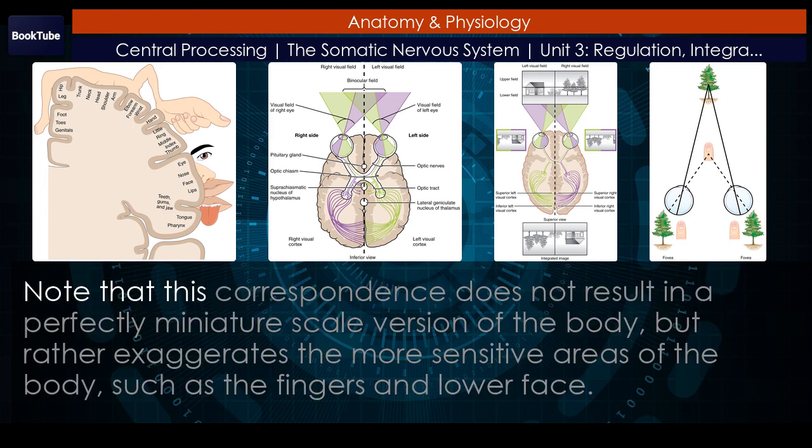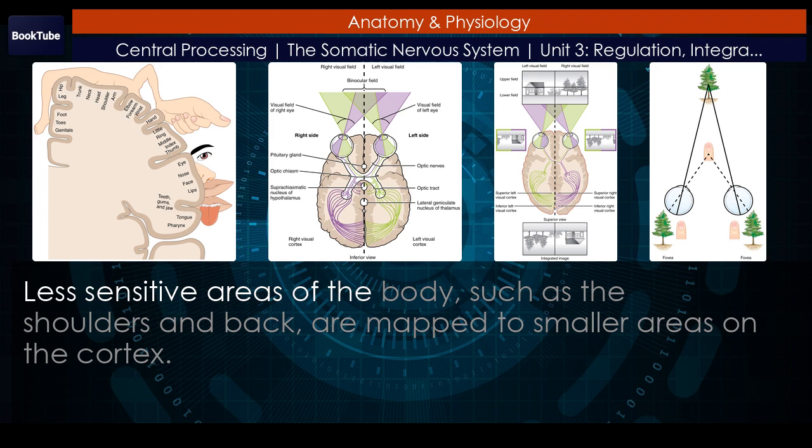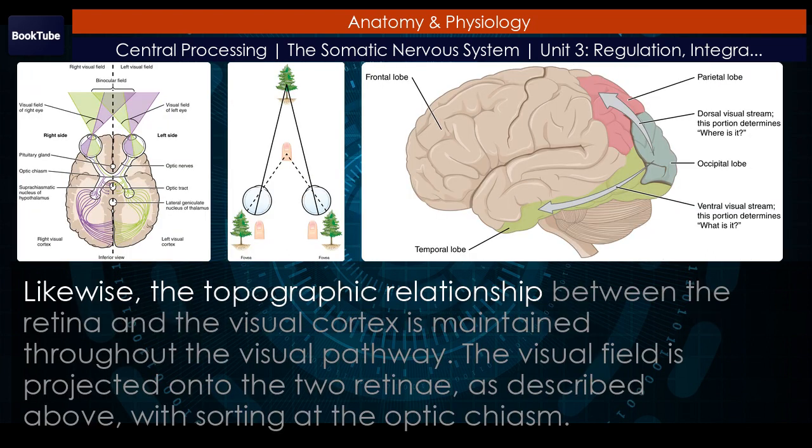Note that this correspondence does not result in a perfectly miniature-scale version of the body, but rather exaggerates the more sensitive areas of the body, such as the fingers and lower face. Less sensitive areas of the body, such as the shoulders and back, are mapped to smaller areas on the cortex. Likewise, the topographic relationship between the retina and the visual cortex is maintained throughout the visual pathway.